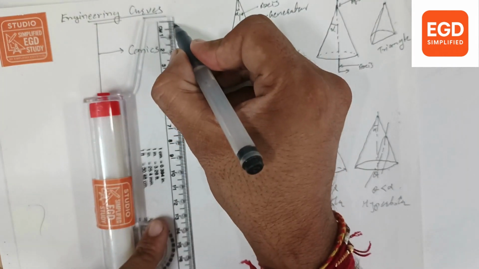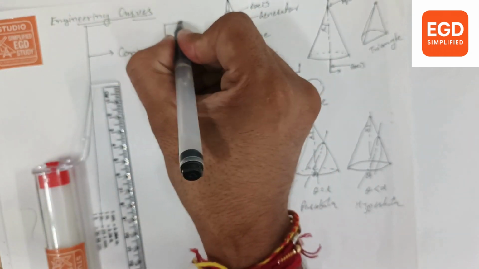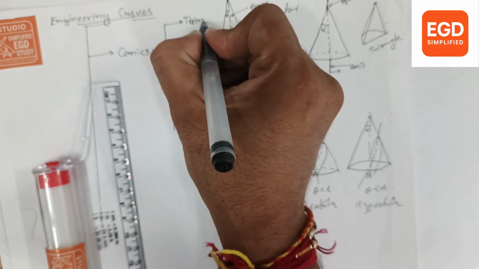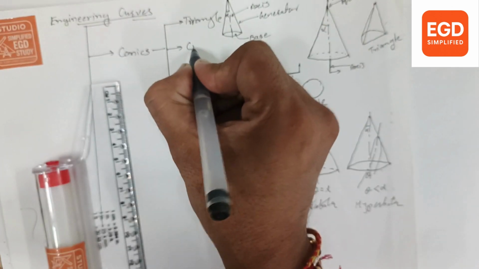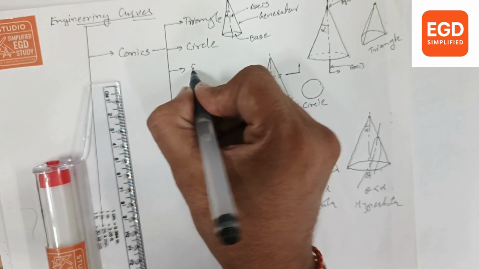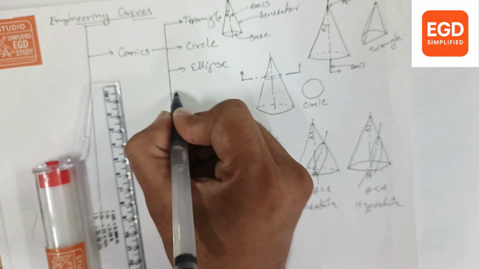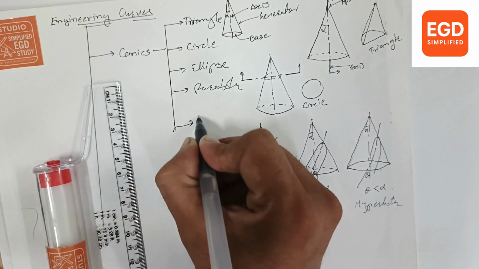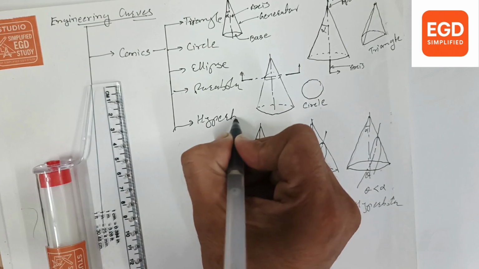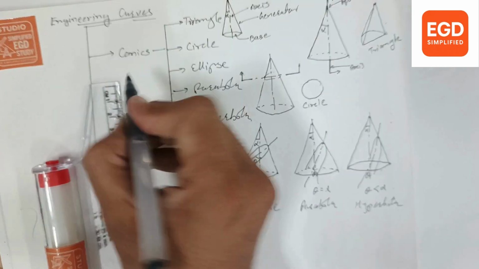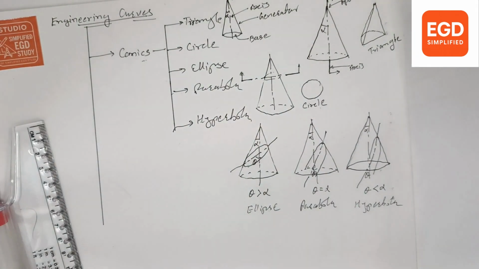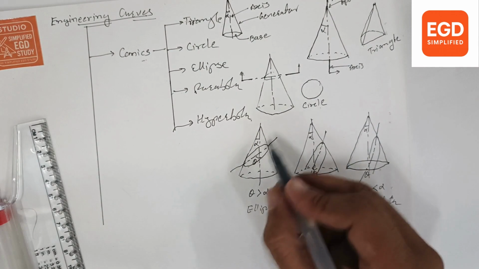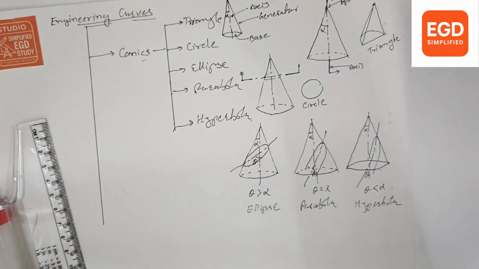So in conics there are 5 curves included. Conics have 5 curves. First one is triangle, circle, ellipse, parabola and hyperbola. These entities are called conics, which are generated by a cutting plane to the right circular cone.